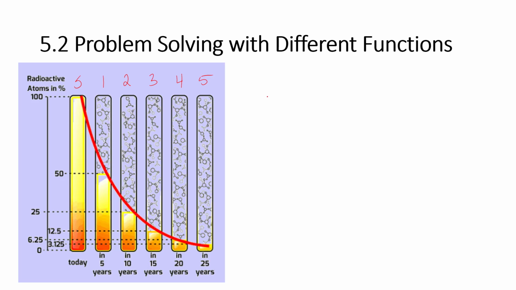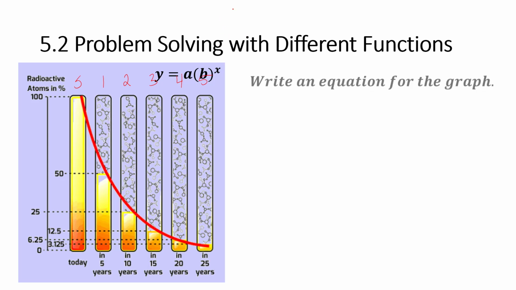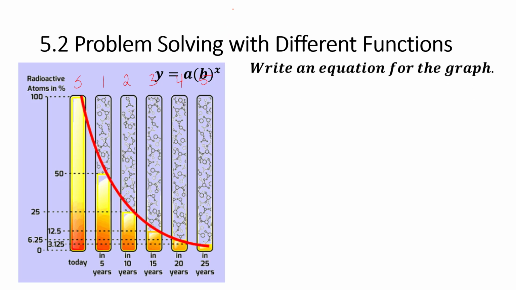All right. Now, a couple of things for us to know. Y is equal to A times B to the X. That's our exponential function equation that we were using. So I would like for you to write an equation that represents this particular graph. Now, I could give you the same data in this graph by saying, hey, you've got the XY ordered pairs: 1, 2, 3, 4, 5, where 1 is 50 and 2 is 25 and 3 is 12.5 and so forth.